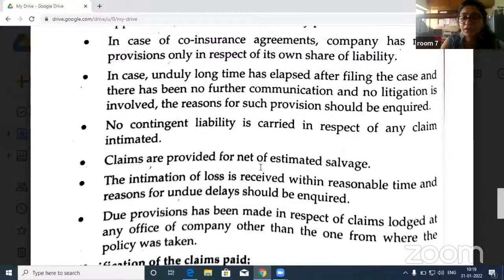Okay. Claims are provided for net estimated value, salvage value. So suppose if you have some discarded assets, the assets which are obsolete, purane ho gaye hain. So for that also you need to see what are the claims regarding such estimated salvage values.